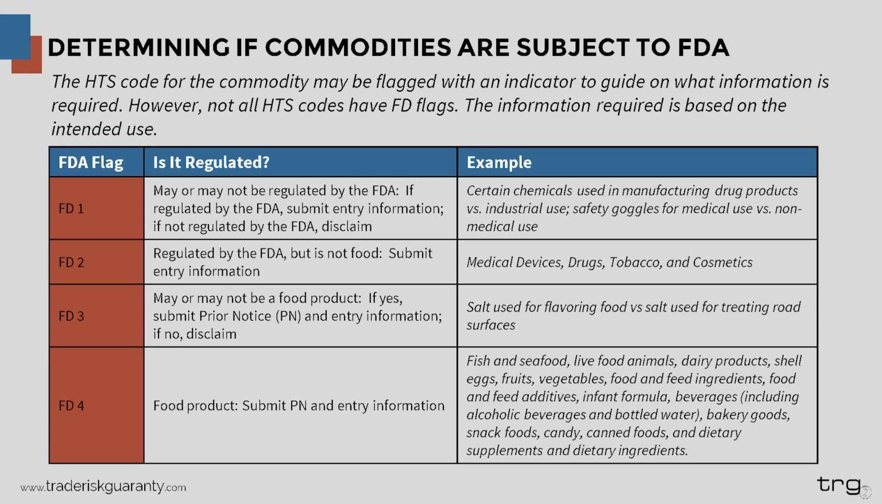FD3, these are items that may or may not be a food product. If they are a food product, then you must submit prior notice and the entry information. If they are not a food product, then you must disclaim how they are not. So a great example of this would be salt used for flavoring food versus salt used for treating road surfaces.